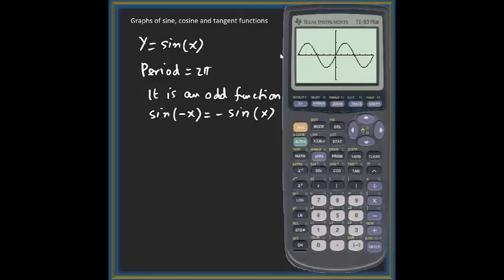So the period of sine function is 2 pi and it is an odd function, and you can see origin symmetry we have. So mathematically we know f of negative x is negative f of x, that means odd function. So sine of negative x is negative sine x. Now we'll look at cosine function.